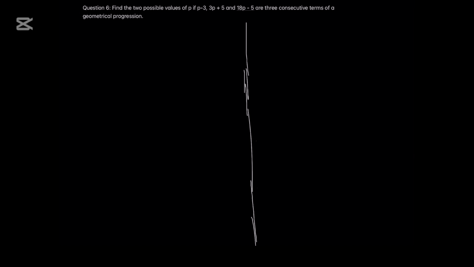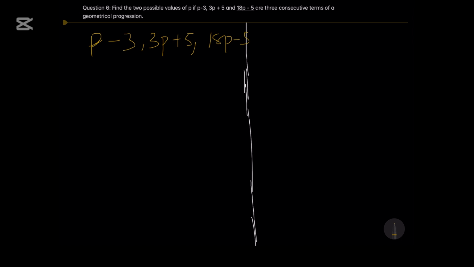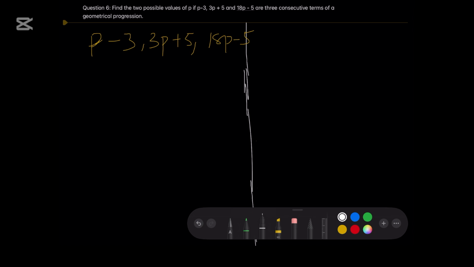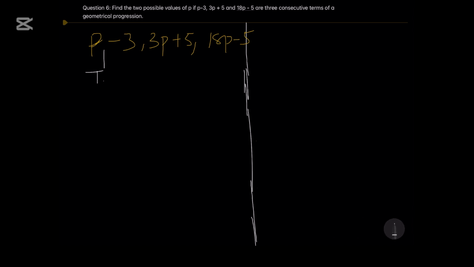Okay, question 6 is: find the two possible values of p if p minus 3, 3p plus 5 and 8p minus 5 are three consecutive terms of the geometrical progression. So you have been told that the three terms of the geometrical progression are p minus 3, 3p plus 5, and then we have 8p minus 5. They say there are three consecutive terms, so this is our first term, this is our second term, and this is our third term.